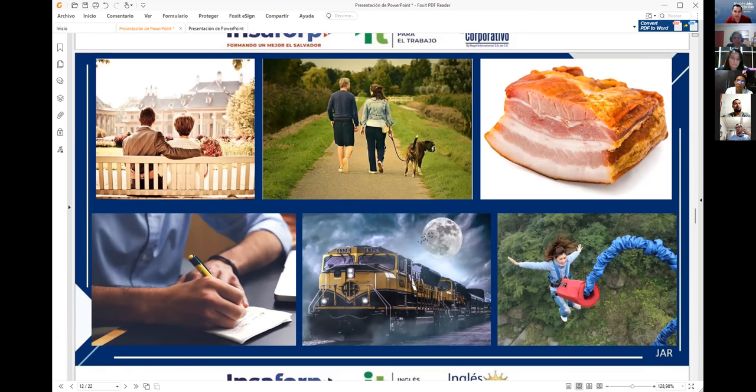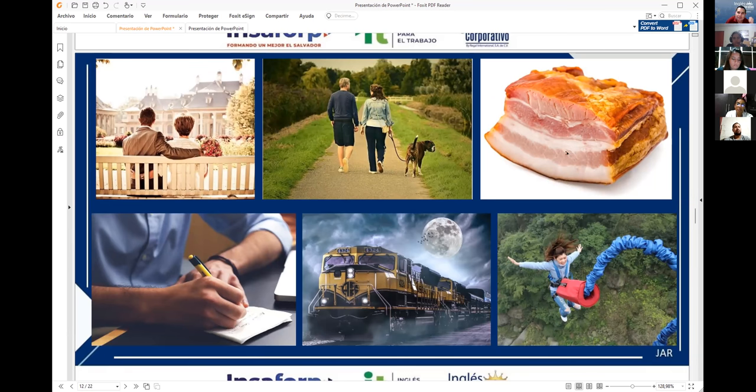Very good. Okay. They walk the dog. They don't walk the dog because they don't have a dog. When they get married, they will get a dog. Right? Okay. So, look at this.